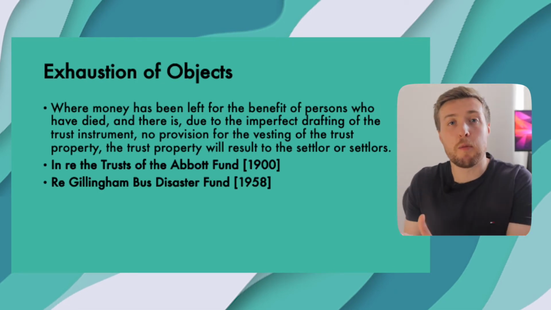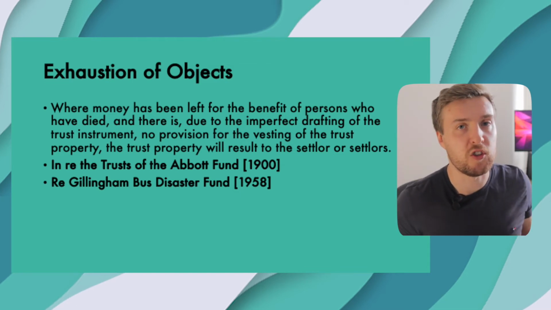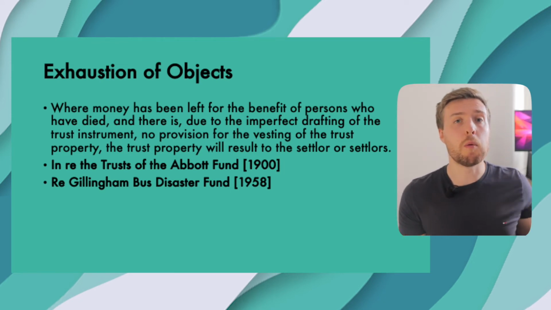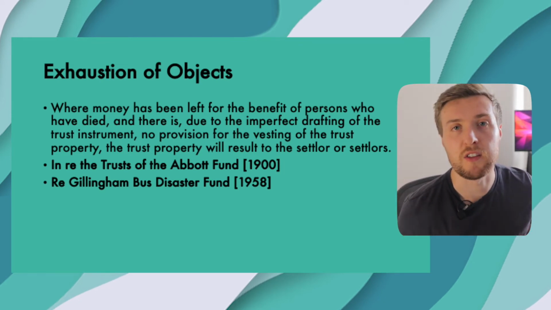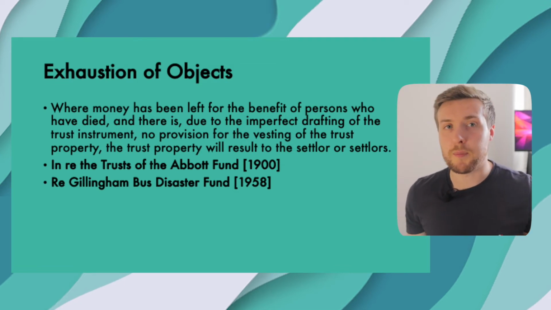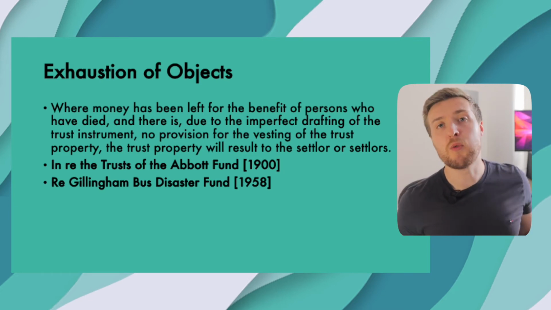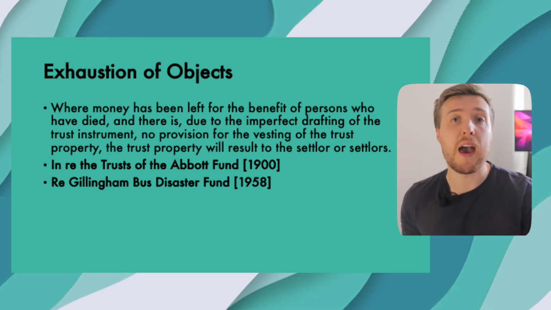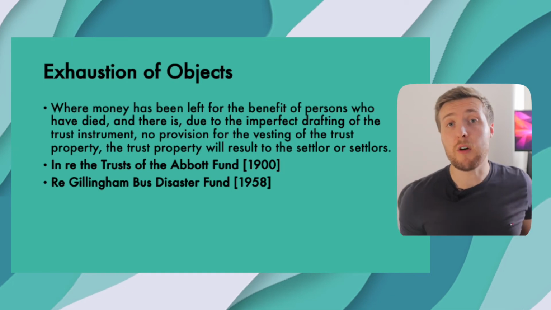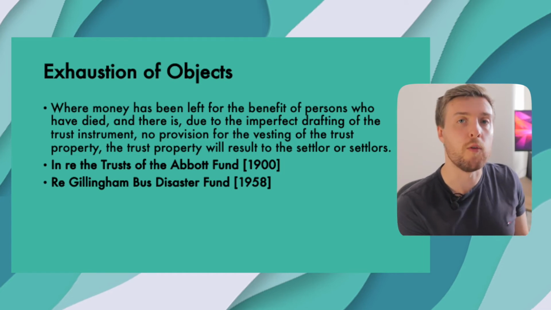Where money has been left for the benefit of persons who have died, and there is, due to the imperfect drafting of the trust instrument, no provision for the vesting of the trust property, a resulting trust will result to the settlor or settlors. For example, take the case of Re the Trust of the Abbott Fund, Smith and Abbott, from 1900. Money was raised by public appeals to provide for two elderly deaf ladies after their own trust fund disappeared. Following the death of the two ladies, the surplus funds were declared to be held on resulting trust for the donors.